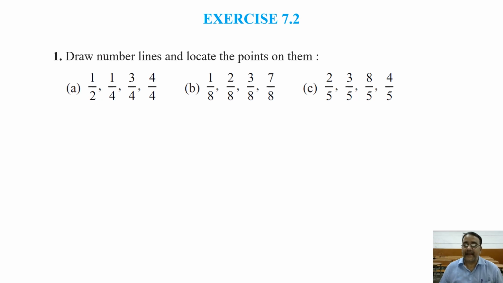Draw number lines and locate the points on them. So this is the first question, 1 by 2, 1 by 4, 3 by 4, 4 by 4. In this question, only one fraction the denominator is not same, right? So the denominator is 2 and the other fractions the denominators are same, that is 4. So what we will do, we will make this denominator 4. So by which number we have to multiply? In order to make 2 4, by which number we have to multiply?